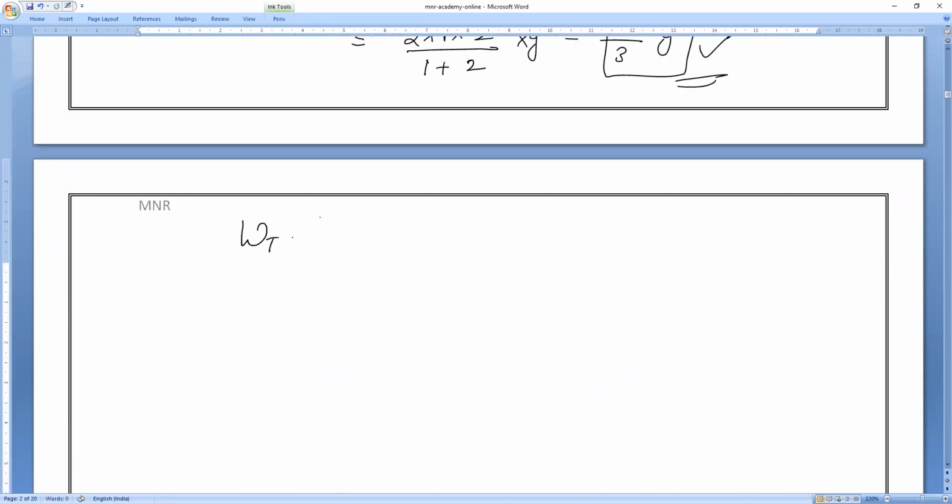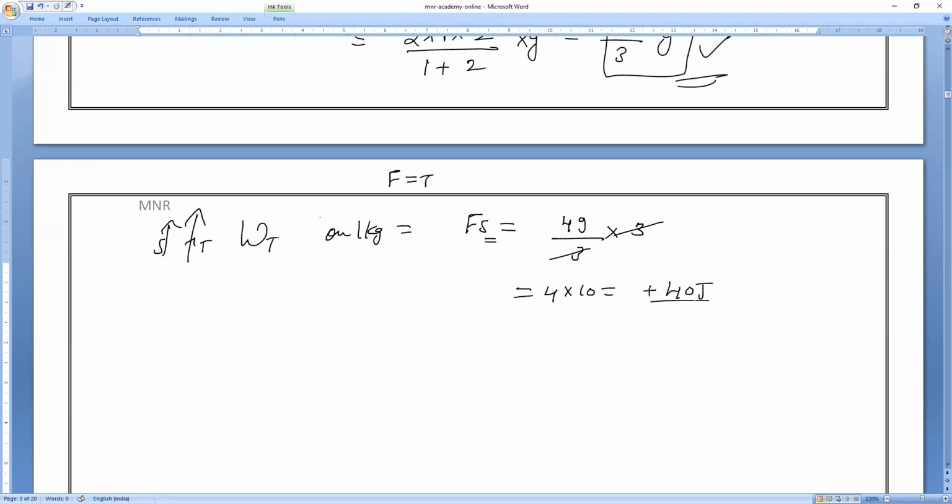So I'll find it now. Work done by tension on the 1 kg, which is equal to how much? Work done is positive because tension and displacement are in the same direction. So work done equals F times displacement. Tension is equal to F. Am I right or wrong? Yes. So 4g/3 times displacement. Displacement is how much? Downward 3 means upward also 3. So 3 meters, the 3 cancels, so 4 into 10, which equals how many joules? Plus 40 joules.